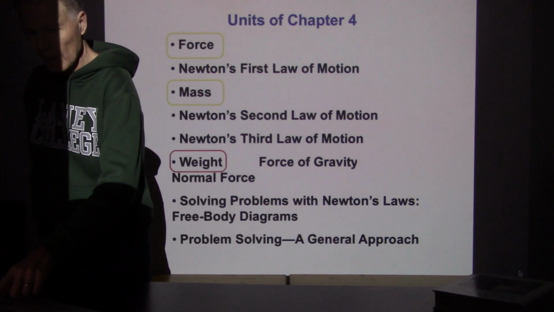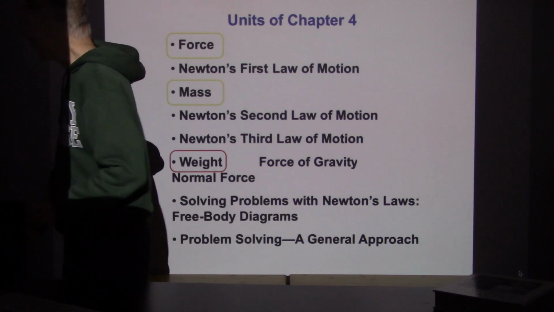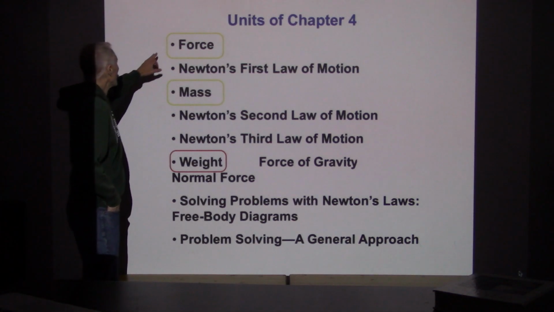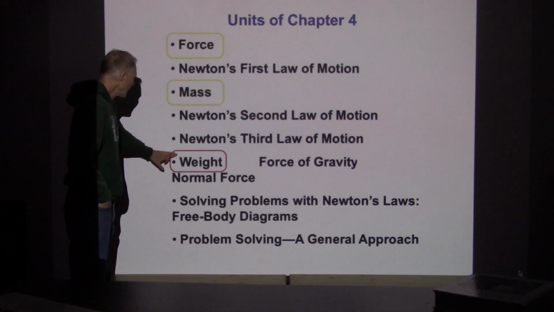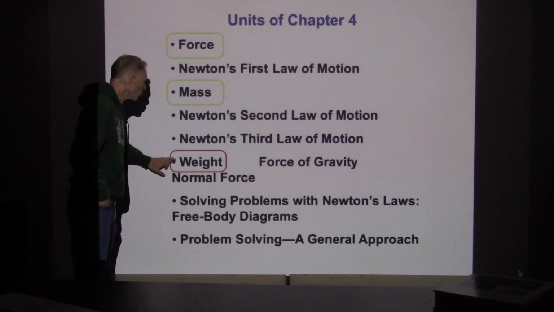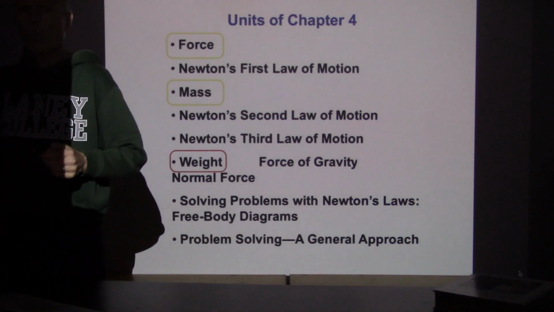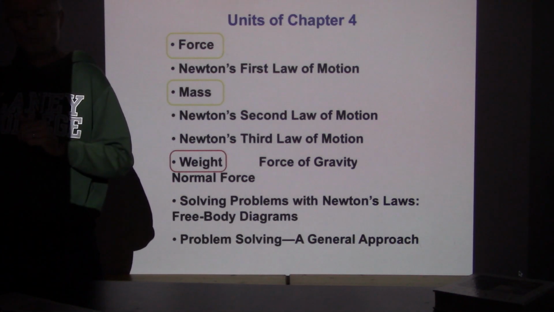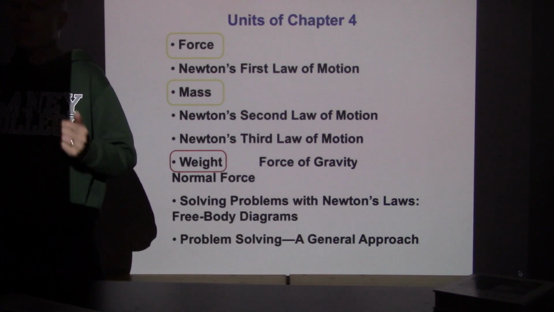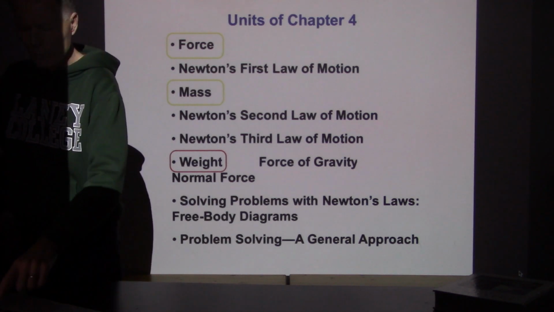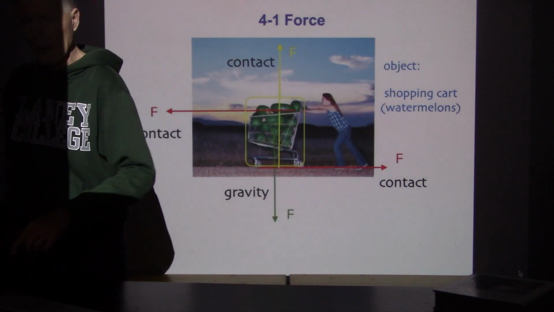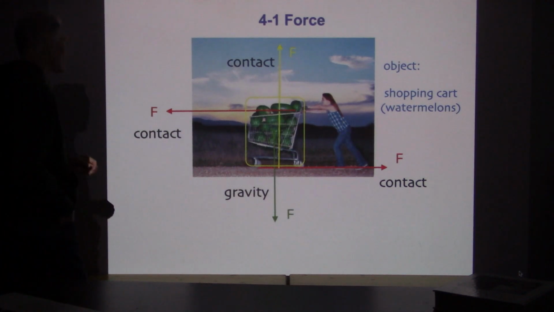Here's a list of all the topics we're going to be looking at. A couple of these I've highlighted. I've highlighted force and mass. I put a red highlight around weight, and that's because the word weight's a little dangerous. Weight gets used to represent the force of gravity. I don't think we should do that. We'll talk more about that when we get to the force of gravity. But this is a good diagram to start with here.